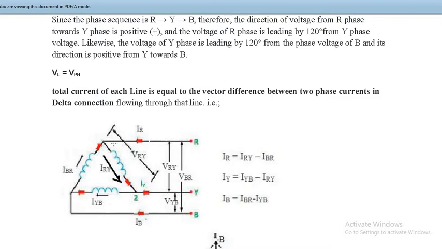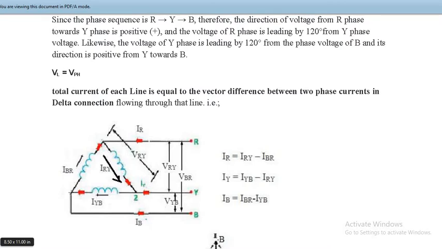If you apply KCL at this node, the sum of incoming currents is equal to the sum of outgoing currents. What we get is IR equals IRY minus IBR. If you apply KCL at this point, IY equals IYB minus IRY. And if you apply KCL at this node, IB equals IBR minus IYB.